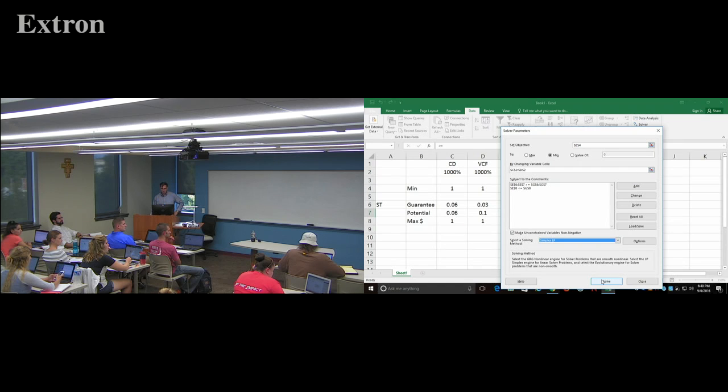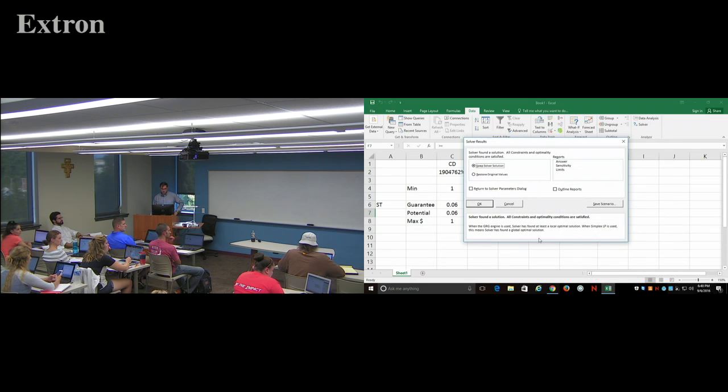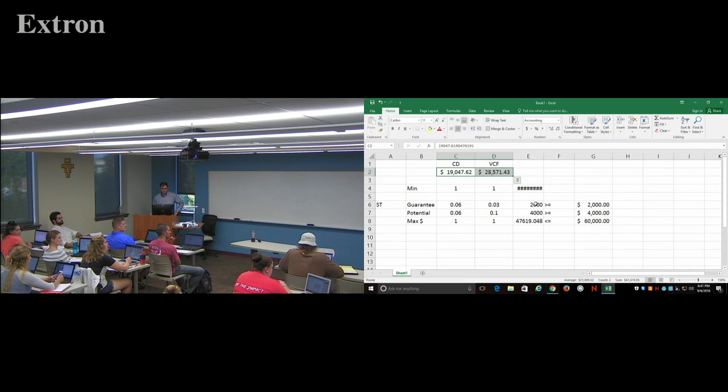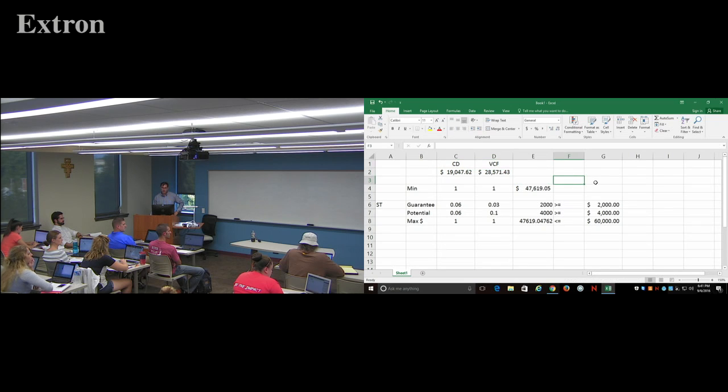I'm going to click solve. Solver finds a solution. I'm going to keep that solution. I'm going to make that currency, which is what I should have had in the first place. Anytime you see pound symbols like that, that means the number doesn't fit. So all you have to do is make that wider. I'm going to go between E and F and double click and it'll auto fit.